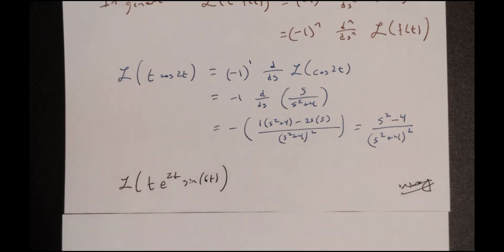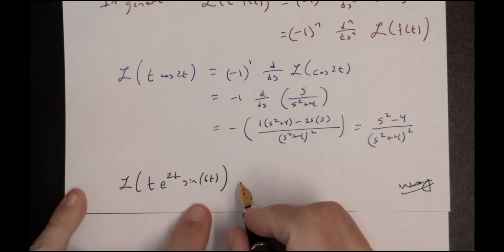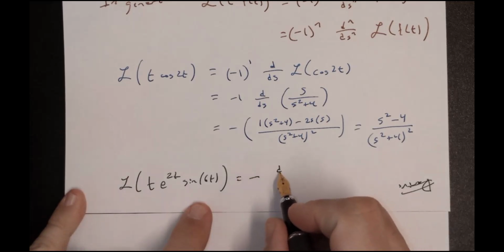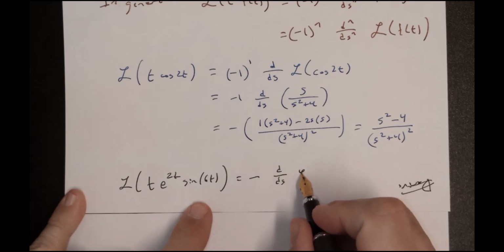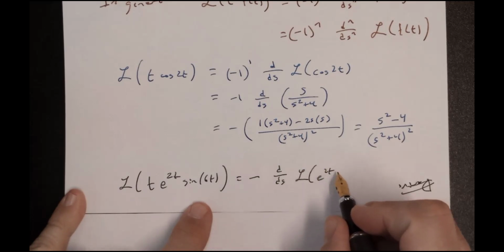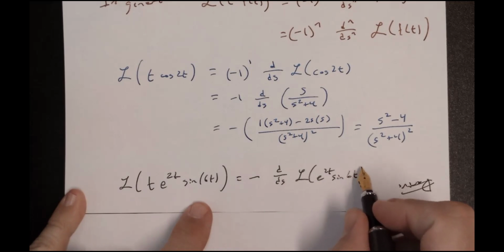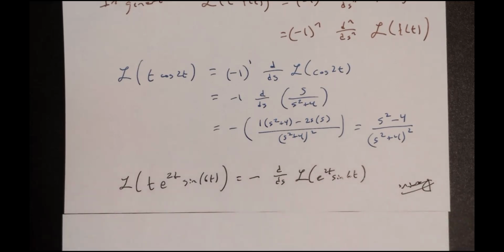This one's disgusting. Except it really isn't. The extra t tells me I'm going to do a derivative. It's t to the first, so I'm going to do a first derivative. That's minus the derivative in s of the Laplace transform of e to the 2t sine 6t. And that's on my formula sheet.